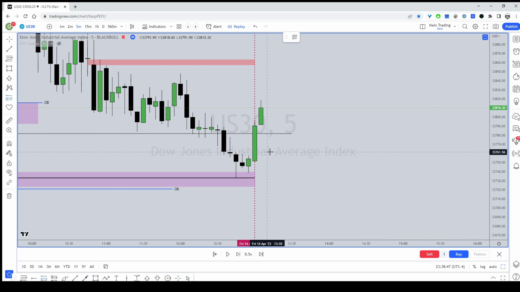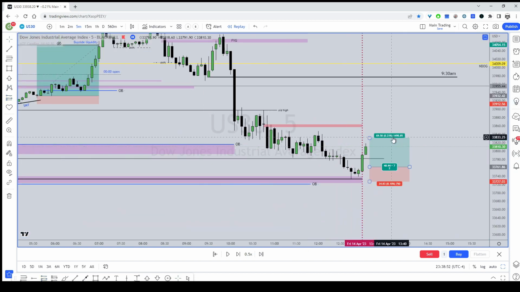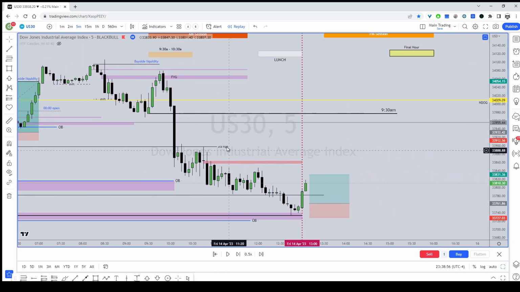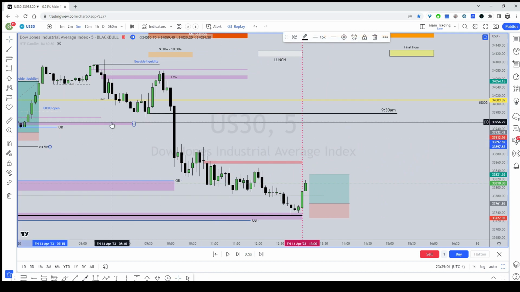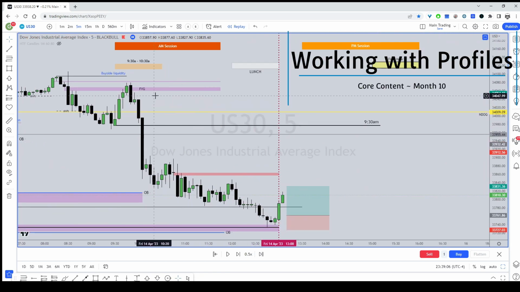I am looking for along here. Now, if we're running up and our AM session was a down close, here's where we go back to those profiles, right? So let's just clean this up. Right now, what we're looking at is an AM decline. Pretty obvious. Opening range ran up, 10 o'clock and on ran down. After the opening range, we continue to slide down.